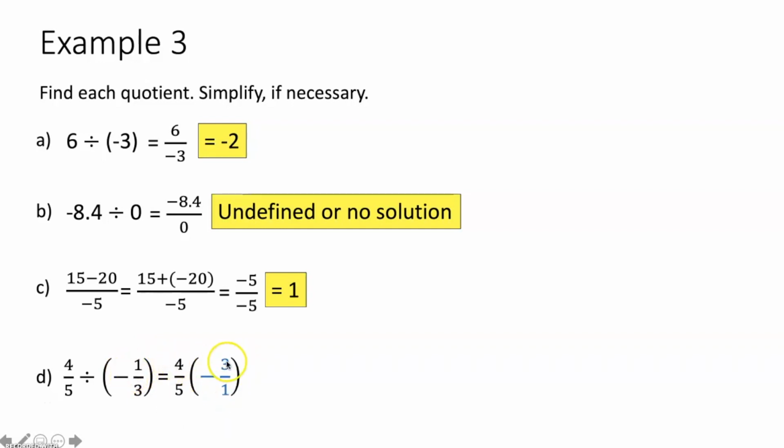Now all we have to do is multiply the numerators together and denominators together. 4 times 3 is going to give you 12. 5 times 1 is going to give you 5. And again, since we're multiplying now two numbers that have different signs, our answer is going to be negative still. And you get -12/5. Or if you want to write that as a mixed number, -2 2/5.